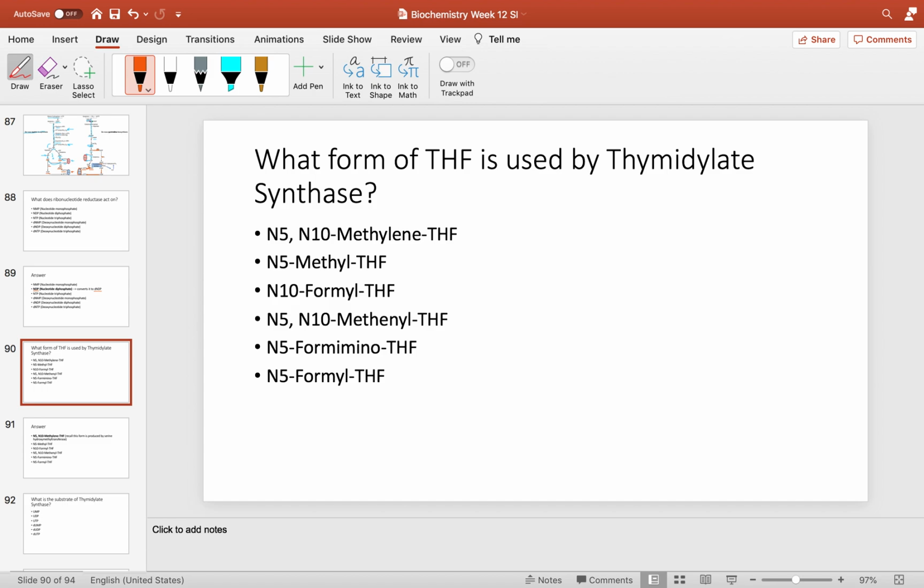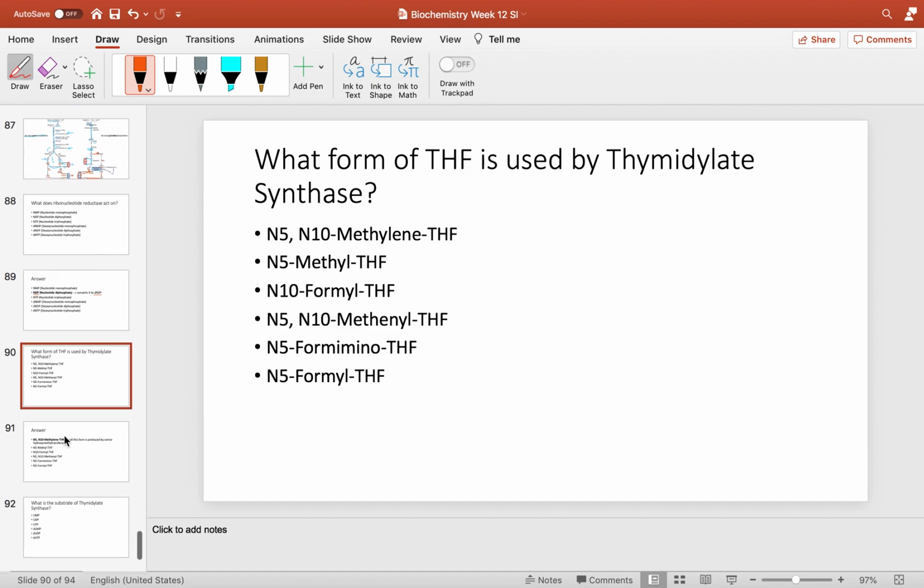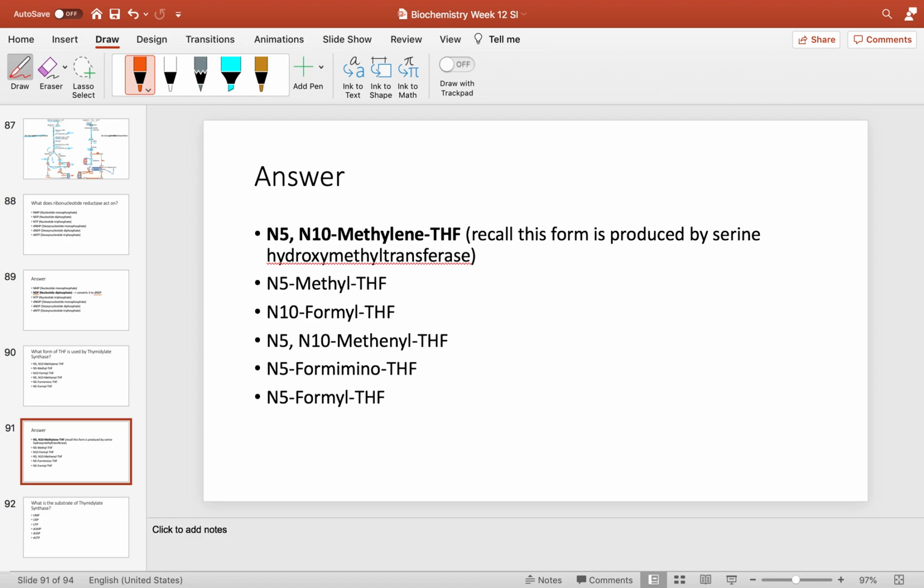What form of THF is used by thymidylate synthase? In this case, it's N5,N10-methylene THF. And remember, this is the form produced by the serine hydroxymethyltransferase enzyme.